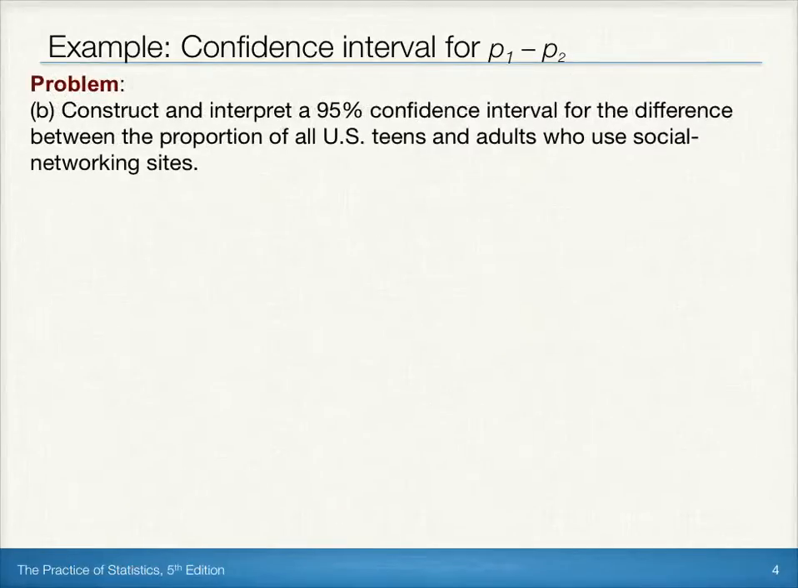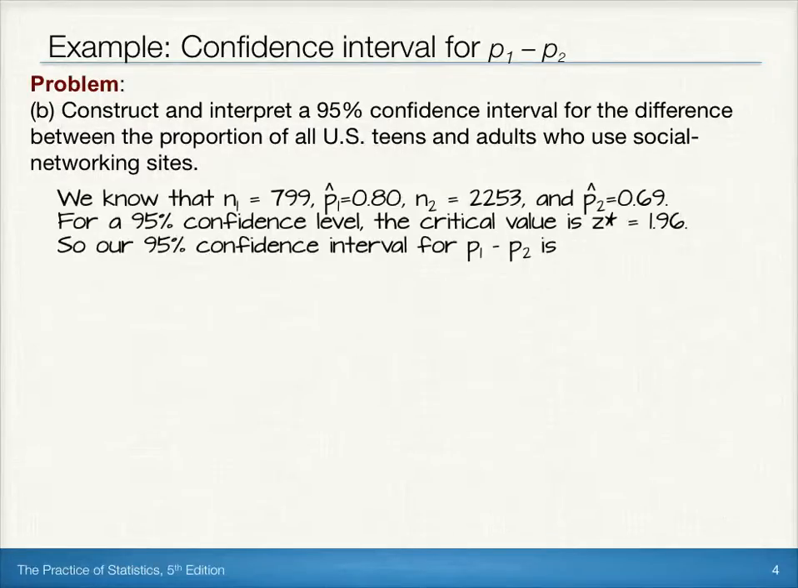Next, let's construct and interpret a 95% confidence interval for the difference between the proportion of all U.S. teens and adults who use social networking sites. Well, we know that n1, the sample size, is 799, while p hat 1 is 0.80. Our second sample size was 2,253 for the adults, and the sample proportion p hat 2 was 0.69. For a 95% confidence level, the critical value is z star equals 1.96.